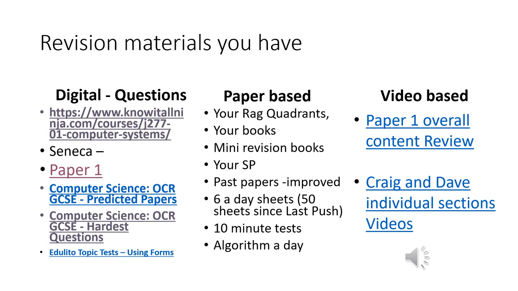In terms of what you've got for paper, you've got your RAG quadrants. You can do a fresh one from the PowerPoint. You've got your books. You've got those mini revision books that I gave you. You have your SP. You have copies of your past papers that you've written in. I gave you 6-a-day sheets, which has got 50 sheets of questions since the last push. You should be working towards those. You should be in the last half a dozen of those now. Answers are in Arbor. Then there's the 10-minute tests that you've got inside your folders, and we don't need algorithm for a day at the moment.